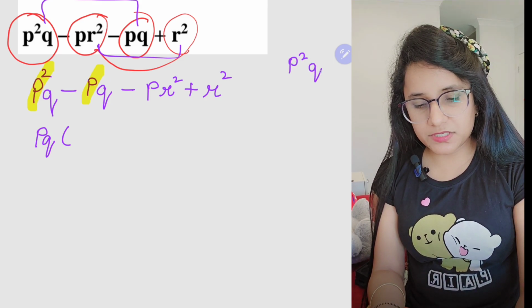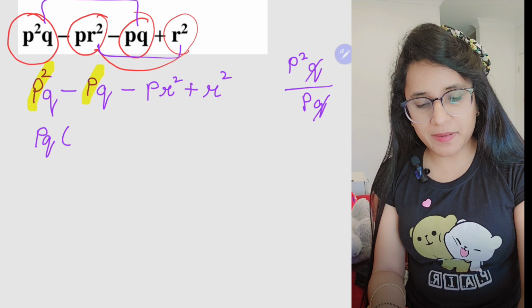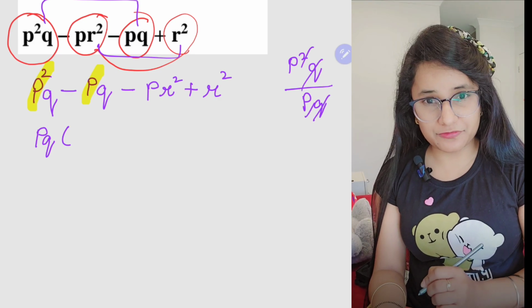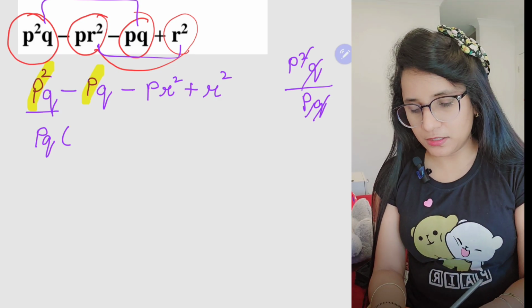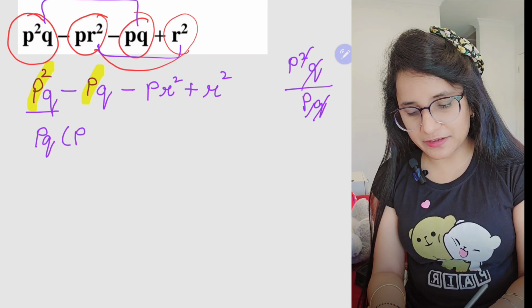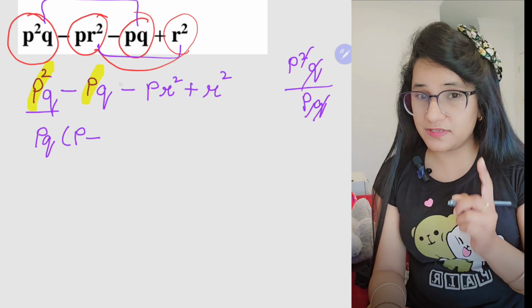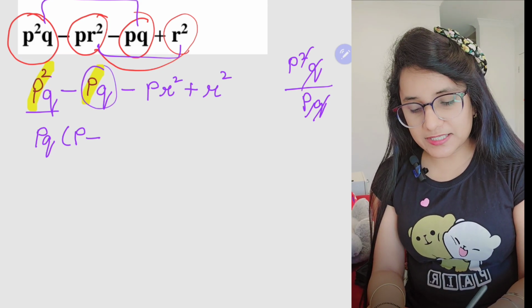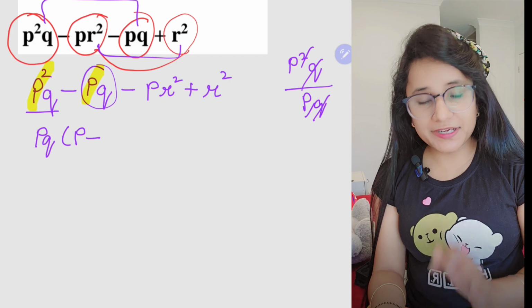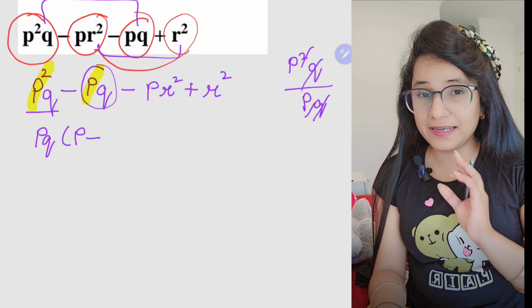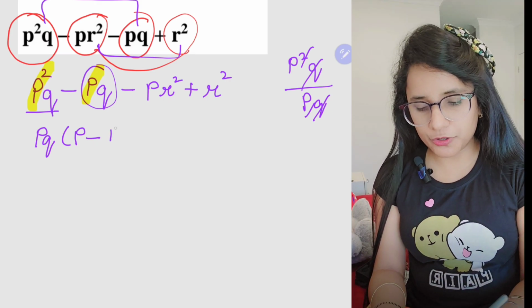Like if it is p square q and you divide it by pq, what is left? You are left with only 1p. So in the first term, we are only left with 1p. The negative sign, whichever sign is there. Now in the second term, we have already taken out pq common. When the entire term is common, you are only left with 1.